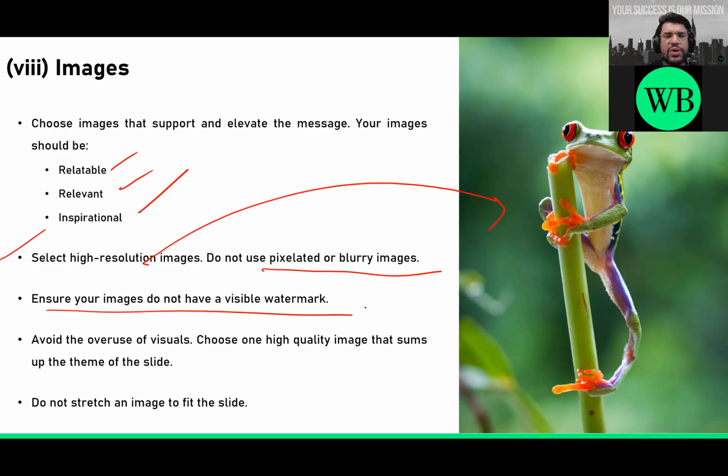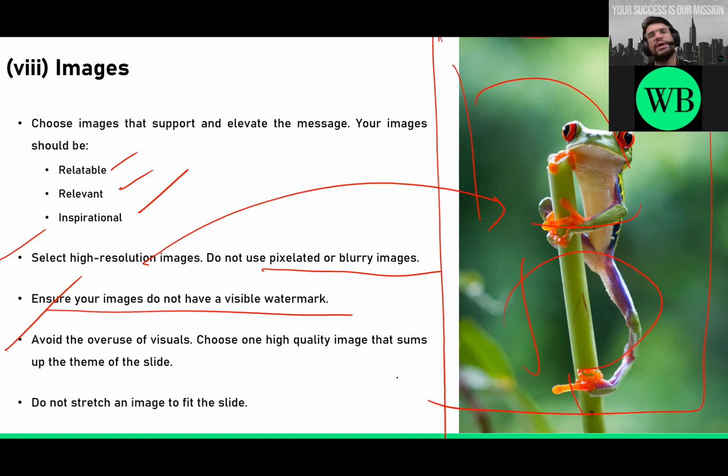Ensure that your images don't have visible watermarks. Again, that's a very unprofessional way of putting it. Avoid overuse of visuals. Choose one high quality image that sums up the theme of your slide, right? So instead of putting multiple images here, try to find one big image that really does the job for you. That has more power than just putting too many images. That's what you're supposed to do.